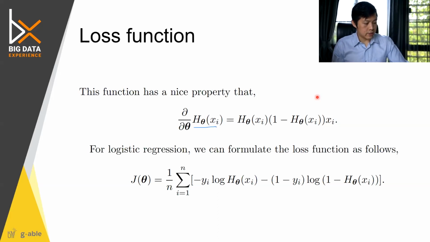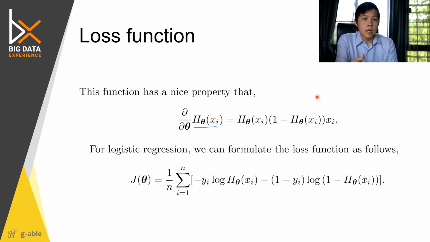Like in linear regression, you have the sum of square error, SSE. However, in logistic regression, the aim is not the value itself, the aim is in terms of the proportion, the class.